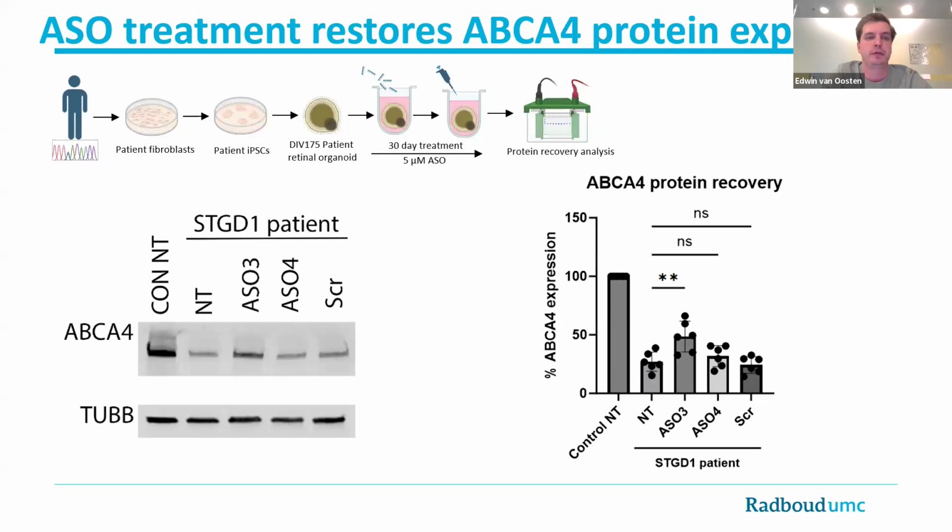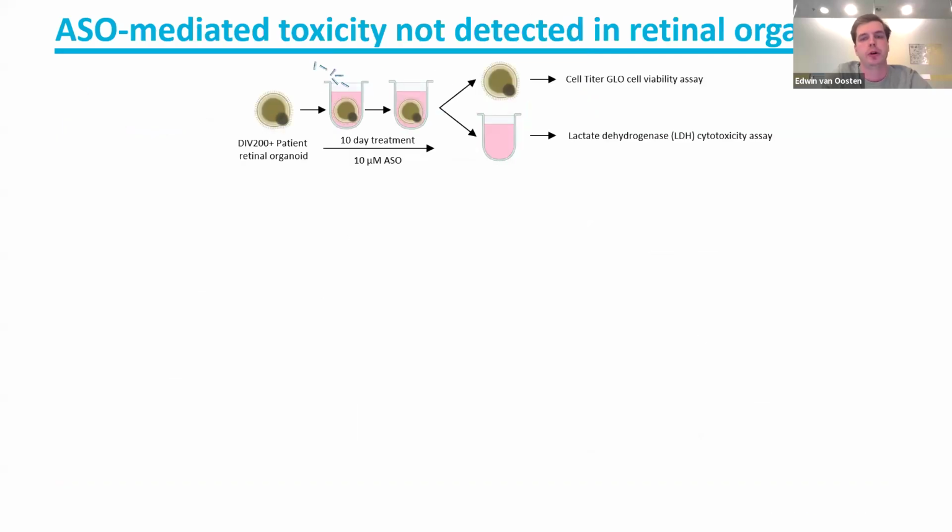So apart from looking at efficacy, we also wanted to use retinal organoids to look at safety. For this, we did 2 different assays. We treated day 200 plus retinal organoids with, this time, 10 micromolar of ASO, which is twice the concentration that we used for our efficacy test. And then we harvested the retinal organoids for a cell viability assay using CellTiter-Glo. And the media we collected for a cytotoxicity assay using a lactate dehydrogenase assay.